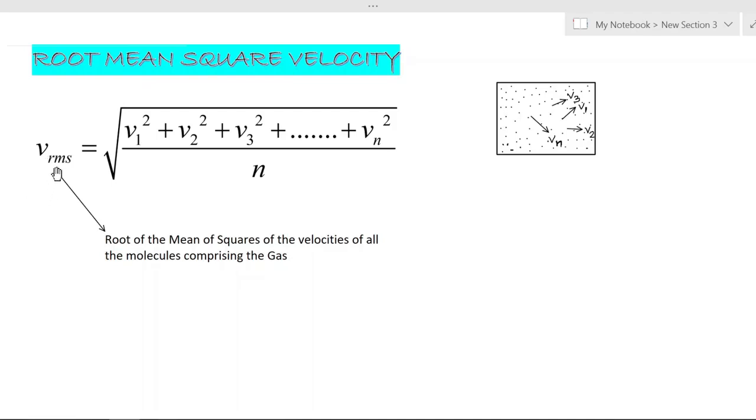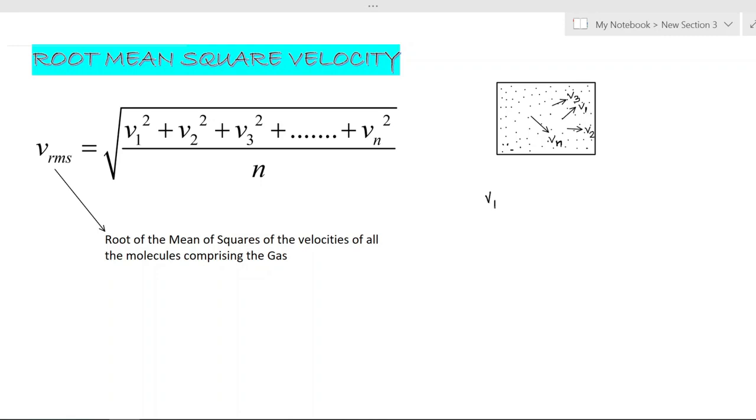What is actually done here is to find the root of the mean of the squares of the velocities of all the molecules comprising the gas. So in order to find this Vrms, we need to start from the end. Root mean square, so let's start from the square. We need to square the velocities of the individual molecules of n number.